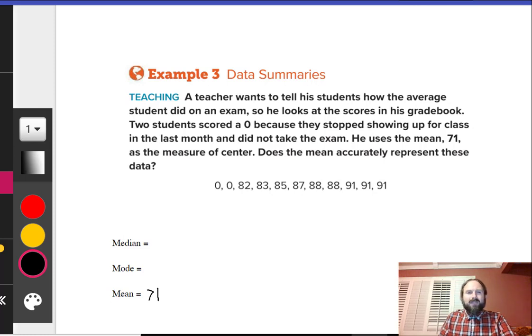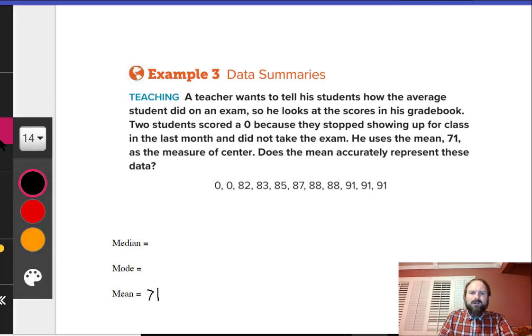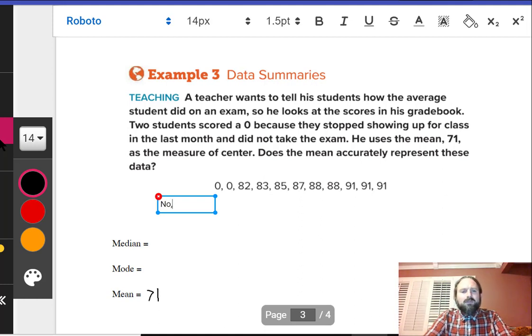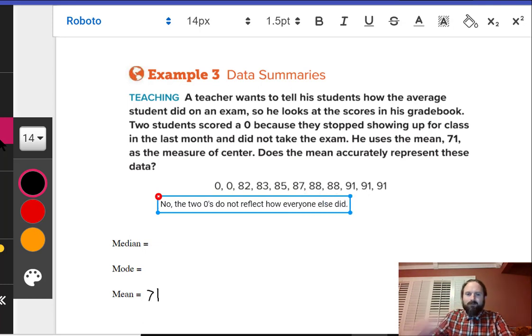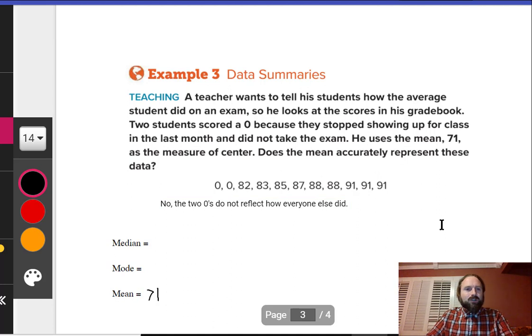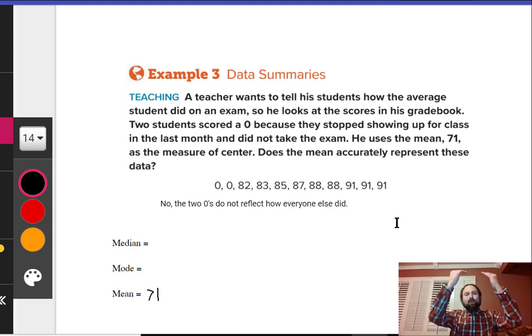Well, not necessarily. The 2 zeros do not reflect how everyone else did. The lowest score somebody got was an 82 if they took the test. Now, it's just that the zeros caused the whole score to be dropped down. These outliers in the data skew the data. So if we have really, really low numbers, it's going to skew our data down. Well, let's see what happens.